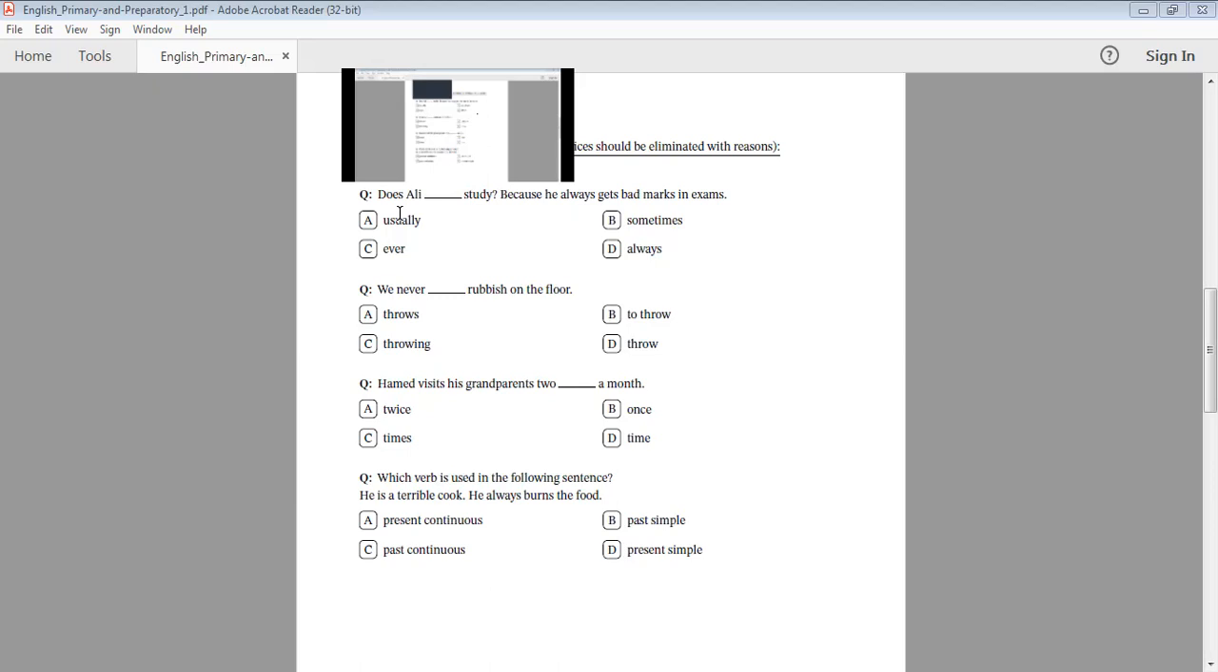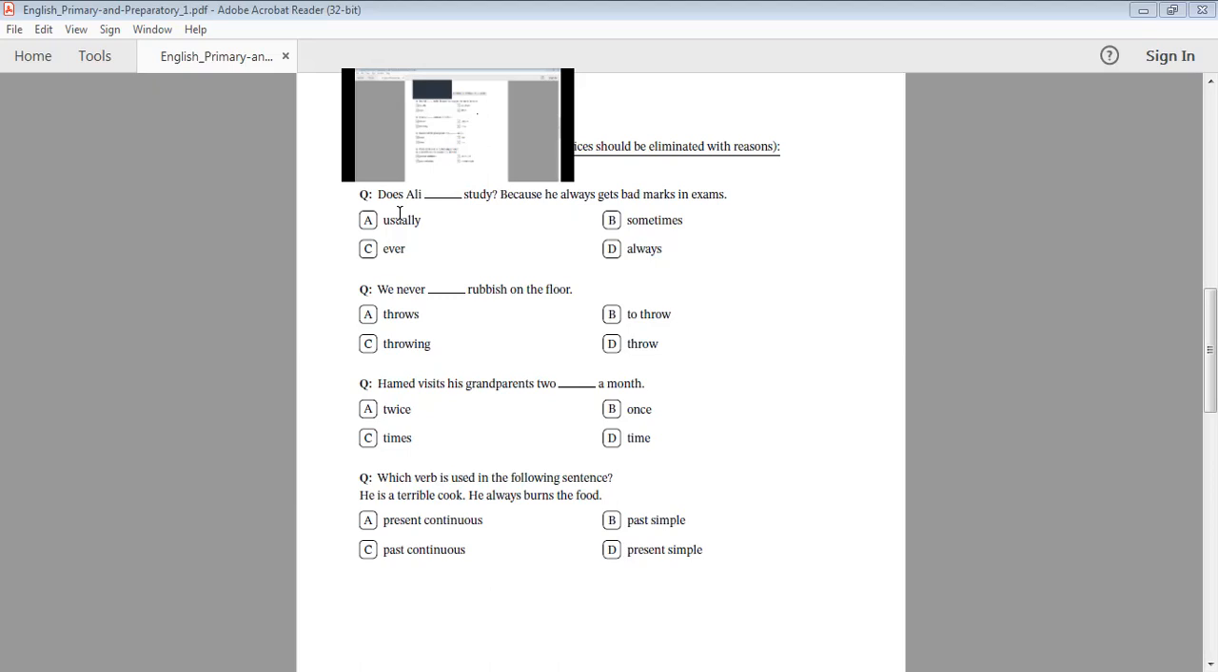Okay, go on. We never throw rubbish on the floor. We never throw. Excellent, thank you. We use here throw because of the subject we as a plural noun, and we should put the verb in infinitive form. Third one, okay.